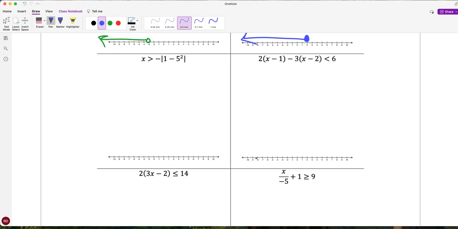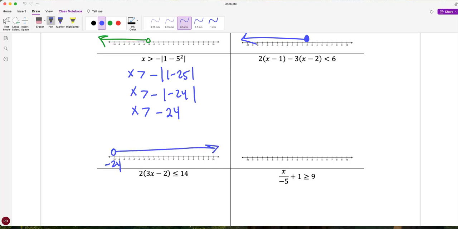x is greater than negative 1 minus 5 squared in absolute value. x is greater than, this is what, 1 minus 25. x is greater than negative 24, absolute value. This is x is greater than, absolute value 24 is just 24. So x is greater than negative 24. My number line doesn't go that far, so just adapt it. Here's negative 24. It's all the numbers that are greater than negative 24.